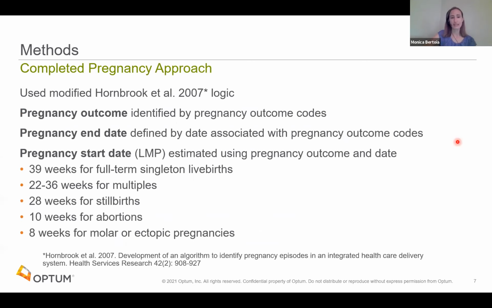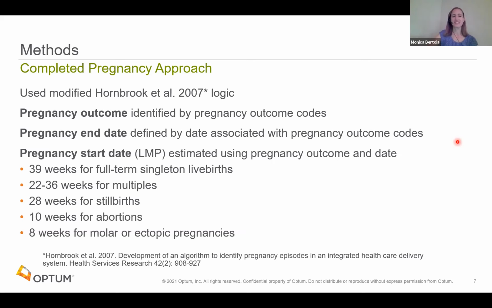The completed pregnancy approach essentially used the Hornbrook 2007 logic with some modifications. But this approach essentially starts by identifying the end of a pregnancy. So looking for codes identifying a pregnancy outcome, live birth, stillbirth, etc. And this approach defines the pregnancy end date. We're using the same outcome code list here, the same logic to identify the end date or the date of that pregnancy outcome.